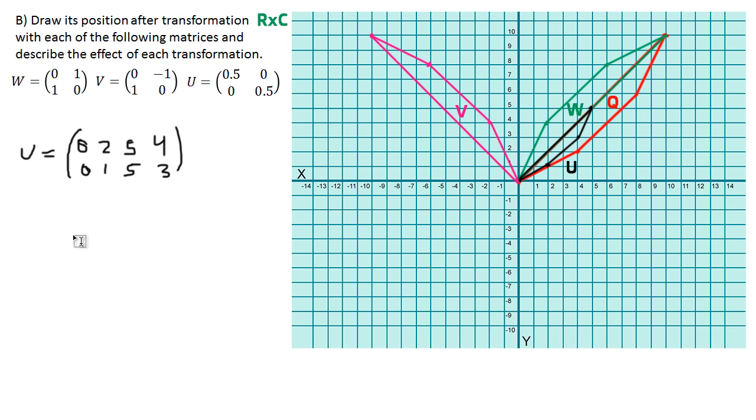Now, what's the transformation? The graph was resized to half its size. That would be a good explanation, in my opinion. It tells the reader what happened, and it's true, because that's the value of U. Okay, and that's it for now.